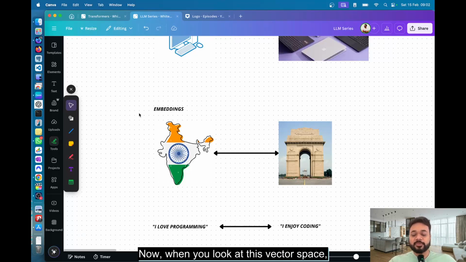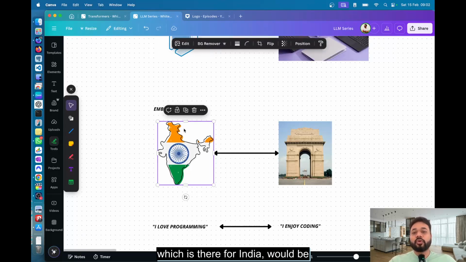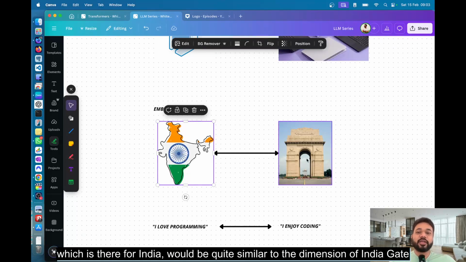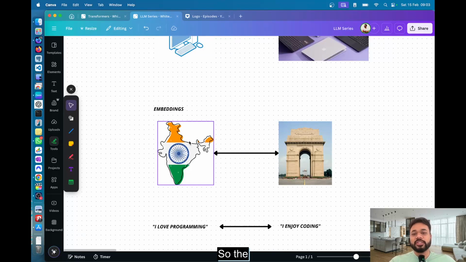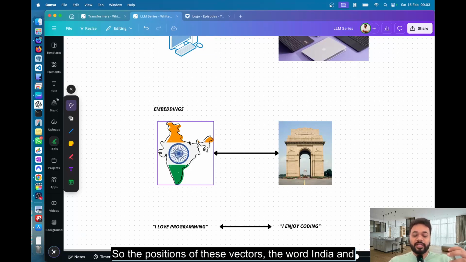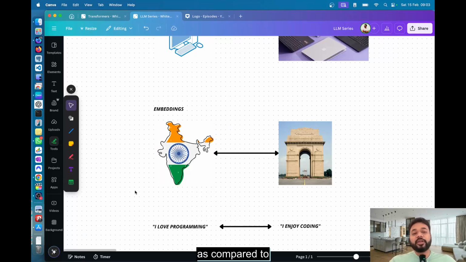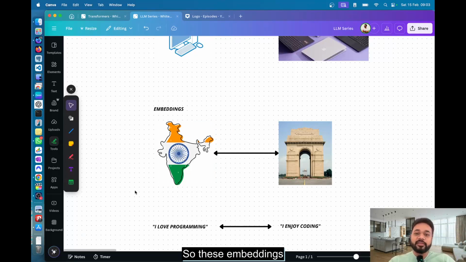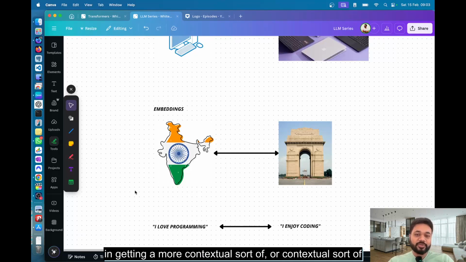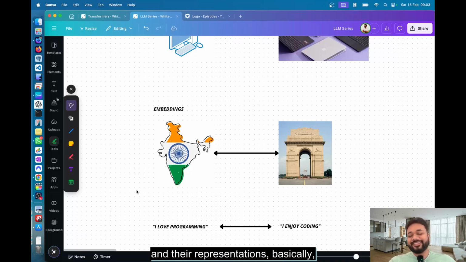Now when you look at this vector space, you will find that the 300 dimension vector for India would be quite similar to the vector for India Gate or Delhi, right? Because they are closely related, where Delhi is a city and the capital of India, and India itself is a country, right? So the positions of the vectors for the word India and the word Delhi would be quite close to each other, as compared to something like India and king or queen, right? So these embeddings helped us in getting more contextual vectors and representations, basically, right?